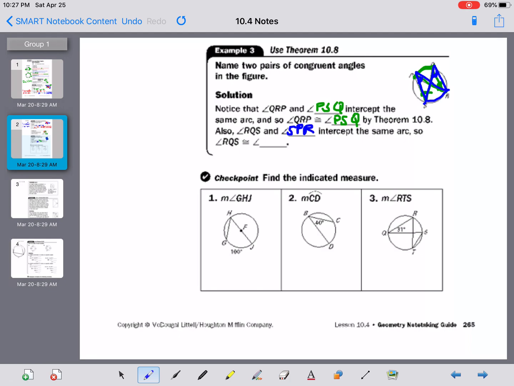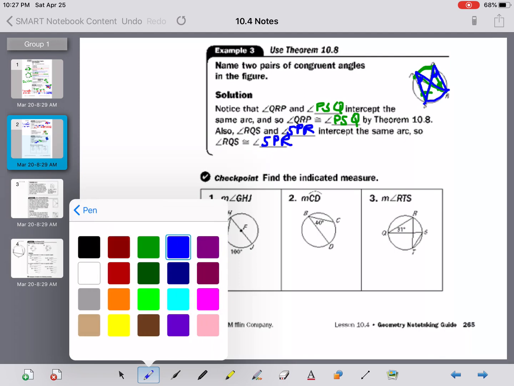So again, we have two sets of congruent angles. So if two angles go to the same intercepted arc, those two angles will be congruent. All right, let's look at our checkpoints and see what we can figure out here. I will tell you that a lot of your homework worksheet is going to look like these checkpoints.